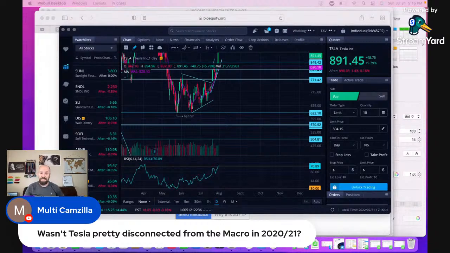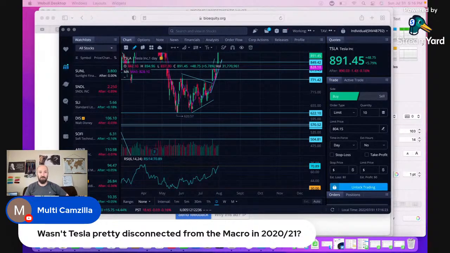Yes, Tesla was definitely disconnected over those 2 years for sure. And I think that's a big reason why we saw the pullback. I mean, of course, the entire market saw the pullback. It's not like Tesla was any different. But when you run that much further ahead of the market and we get a bear market right afterwards, just anticipate getting pulled back into the macro.